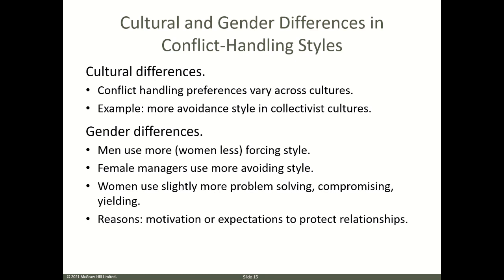Women use slightly more problem solving, more compromising, more yielding. Reasons: motivation and expectations to protect the relationship. They just want to protect the relationship. That may be the reason for this.